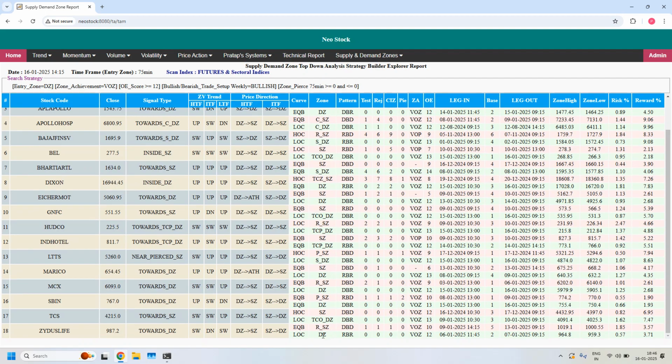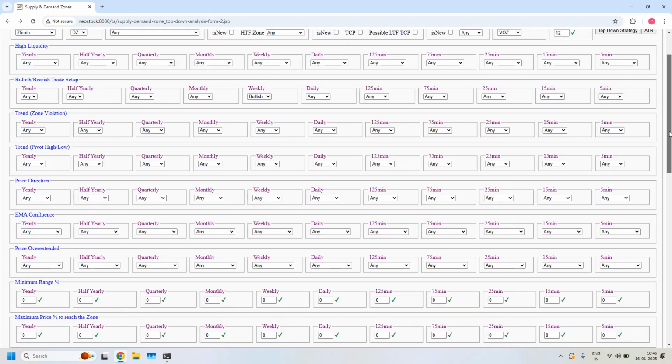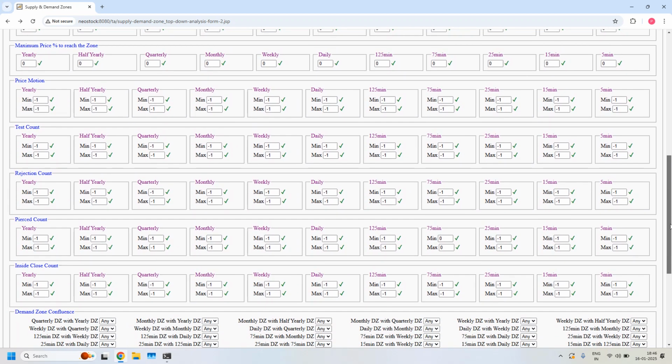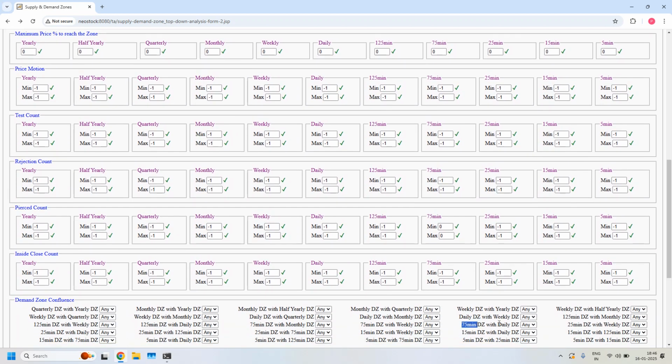And out of these 18 75 minutes demand zones, some of the demand zones are high probability, high liquidity demand zones. That way they are adding some high probability to the zone. We can further add high probability based on the zone confluence. So first filter is LTF and ITF demand zone confluence. So let's add that filter. That is 75 minutes and daily demand zone confluence.